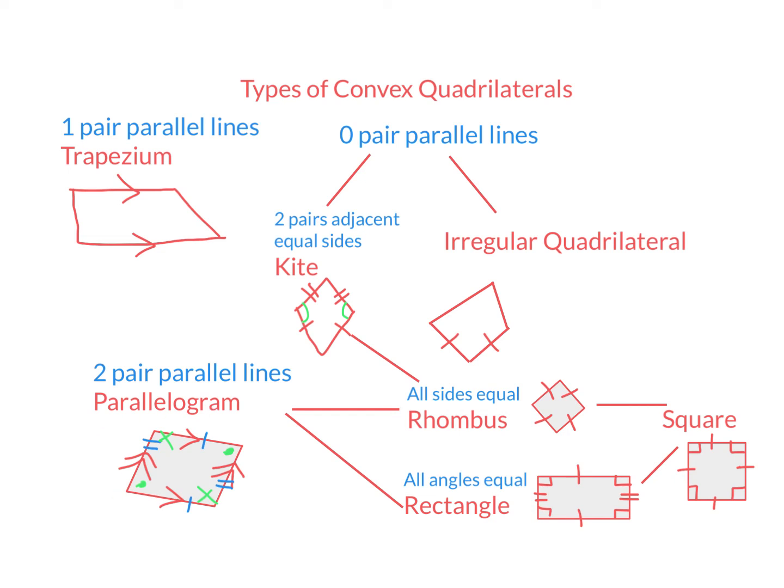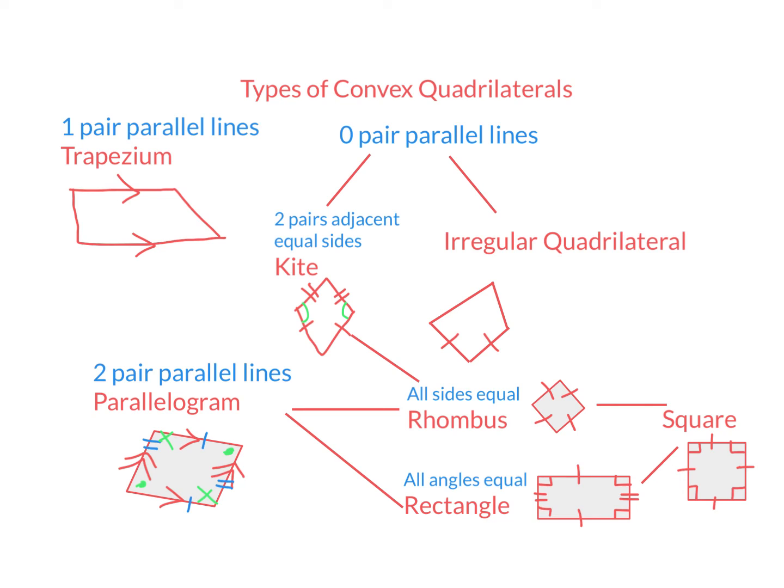Most people think of a parallelogram as a rectangle on a slant. Parallelograms also have opposite sides equal. That's what the dashes mean. They also have opposite angles equal, so these two angles are equal, and these two angles are equal. But there are several types of parallelograms.